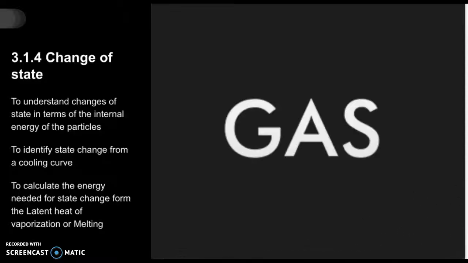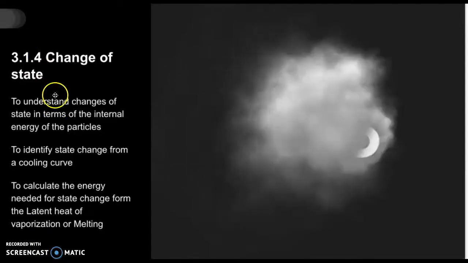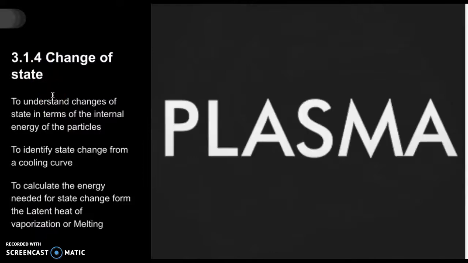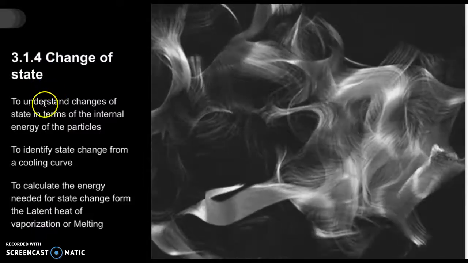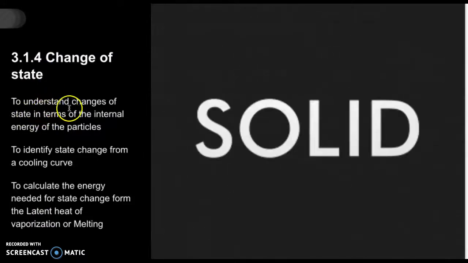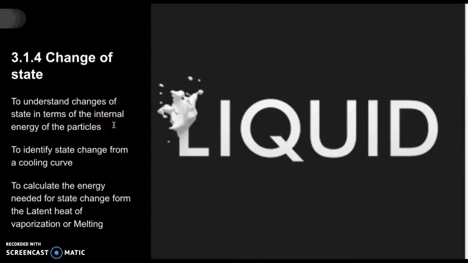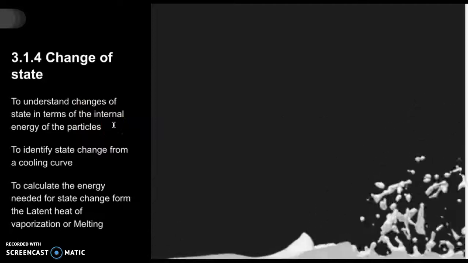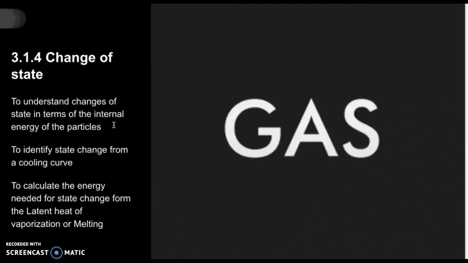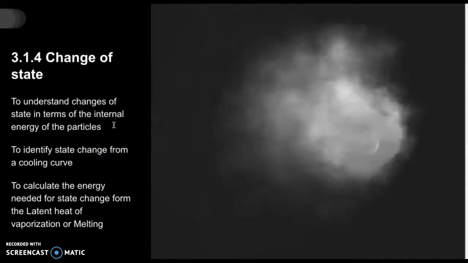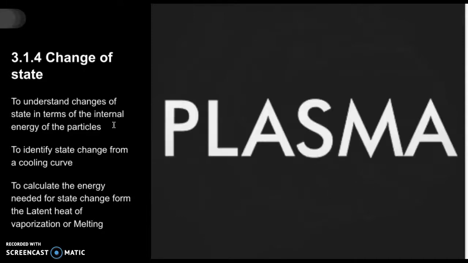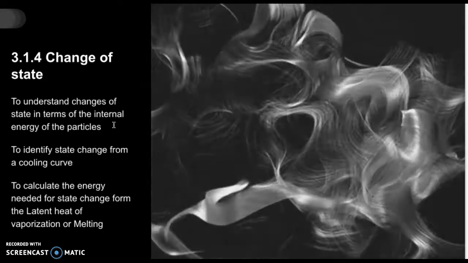So in this lesson, we're going to look at the change of state and what that means in terms of the energy of particles. The first thing we're going to do is look at the changes of state in terms of internal energy. Then we're going to look at something called a cooling curve when a change of state is happening, and be able to identify from the shape of the curve when the change of state is happening.